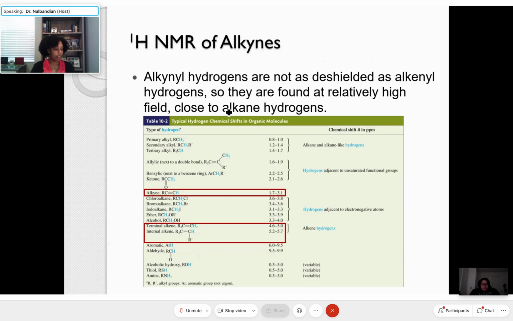So get out your IR NMR sheet really fast. Get out your IR NMR sheet. Remember we talked about how you need to have that with you in lab and have it with you in lecture. Basically just keep it with you at all times.